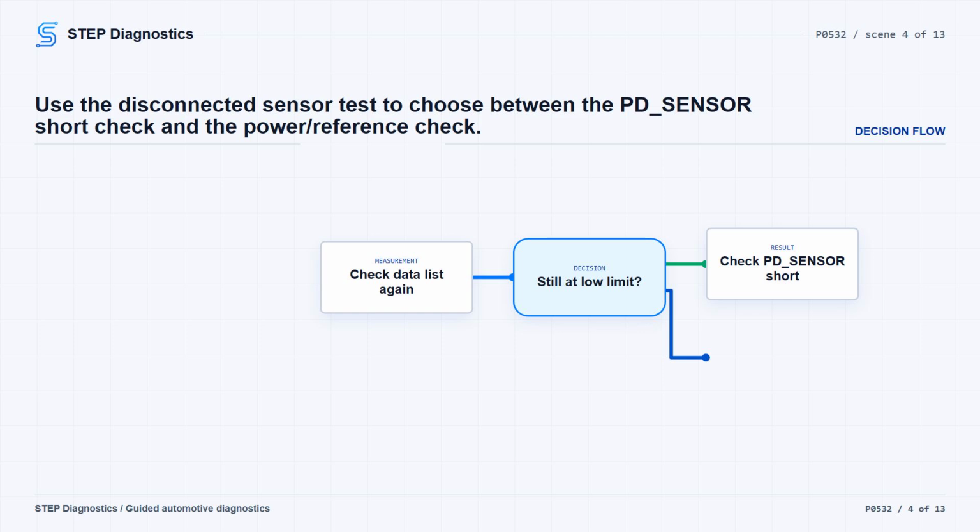If it still reads about 0.24 V or less with the sensor disconnected, the diagnostic path moves toward the PD sensor line short check. If it no longer reads about 0.24 V or less, move on and check the sensor power and ground reference at the connector.